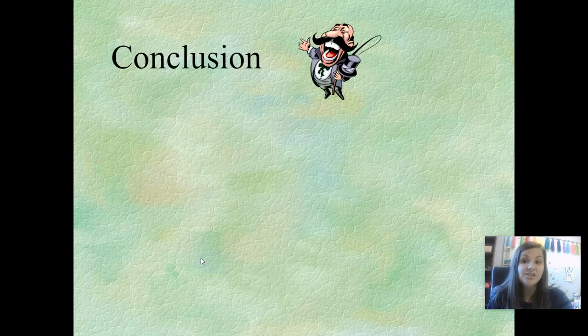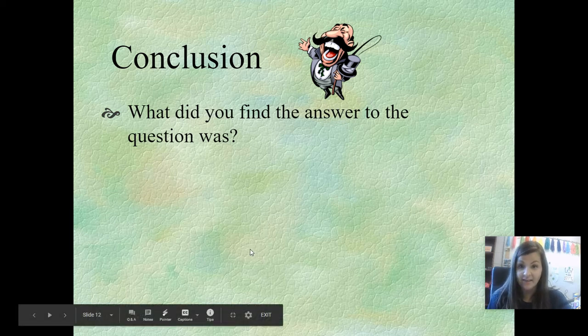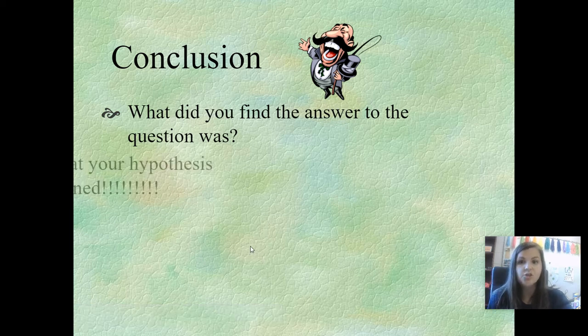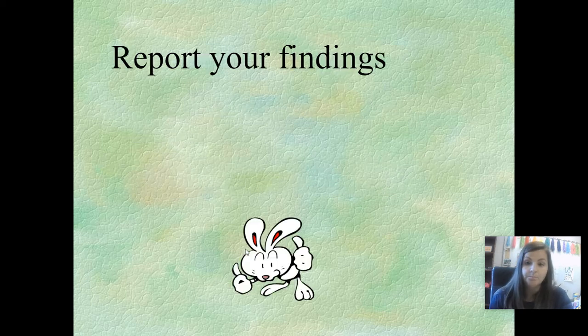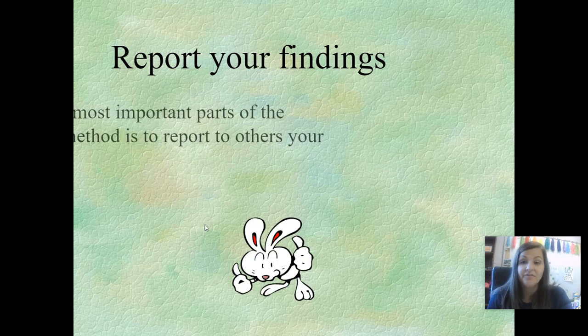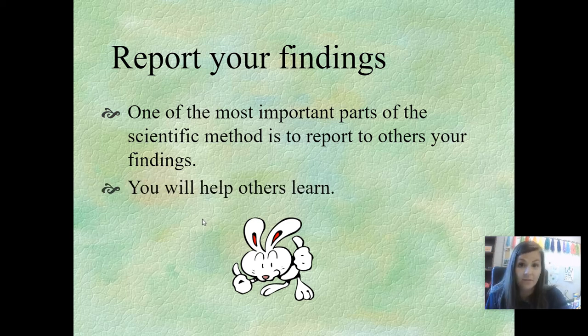And then last is your conclusion. And that's what did you find the answer to the question was? What did you learn from this? It's okay if it turns out that your hypothesis was not correct because you learned. Often that's how we learn, is by making mistakes or trying to figure out things that went wrong. Then you report your findings, and it's one of the most important parts of the scientific method because you get to report to others your findings and help them learn as well.